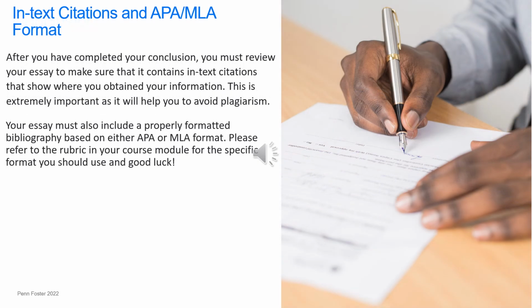After you have completed your conclusion, you must review your essay to make sure that it contains in-text citations that show where you obtained your information. This is extremely important as it will help you to avoid plagiarism. Your essay must also include a properly formatted bibliography based on either APA or MLA format. That means it will be a references page in APA format or a works cited page in MLA format. Please refer to the rubric in your course module for the specific format you should use.